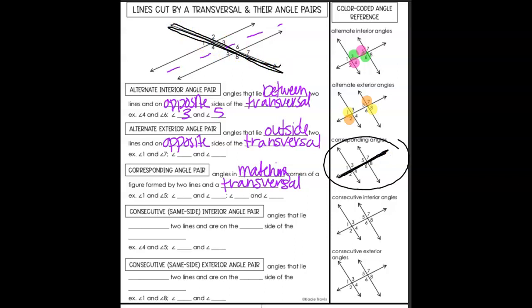Okay? All right, consecutive. Consecutive means what? It says it right there. Consecutive means same side. If you're consecutive with something, you're the same. Okay? Angles that lie between 2 lines and are on the same side of the transversal. Good.